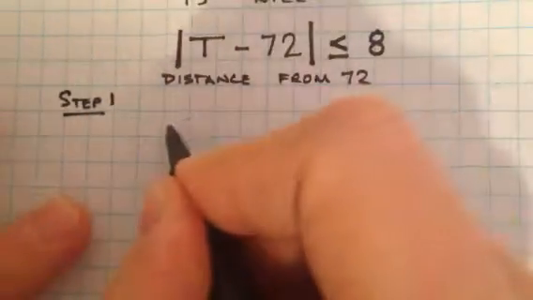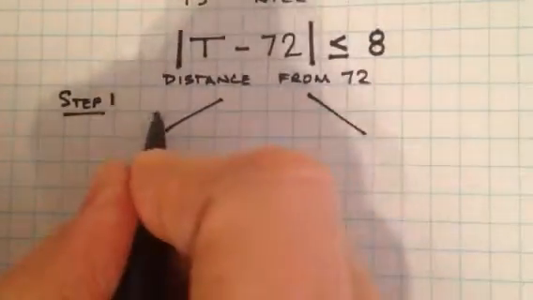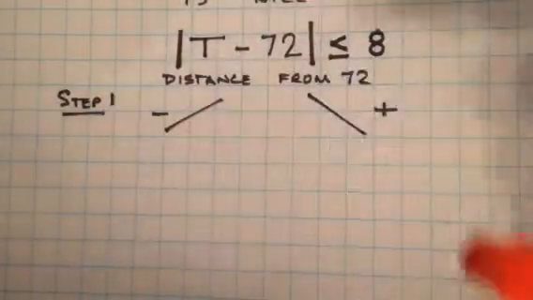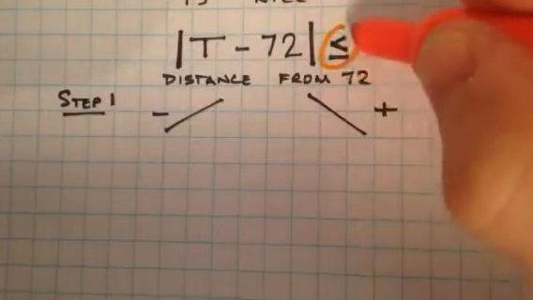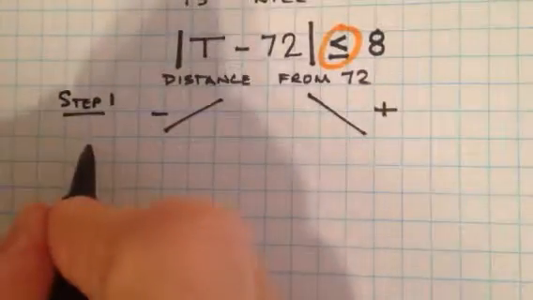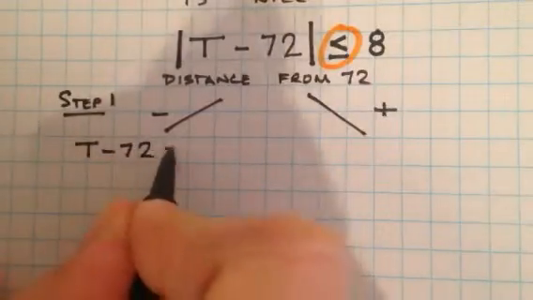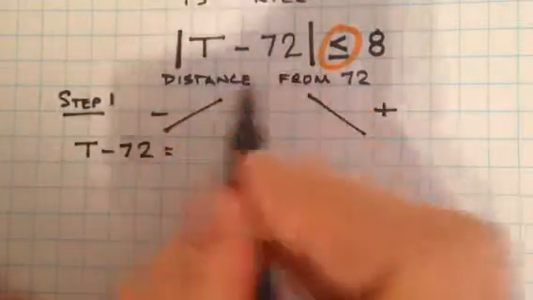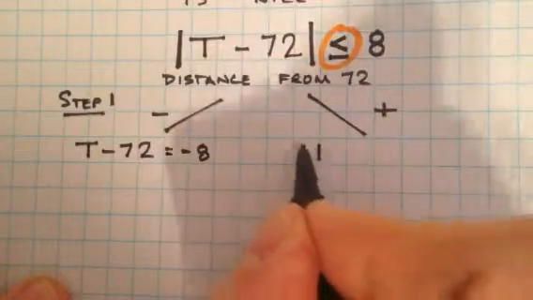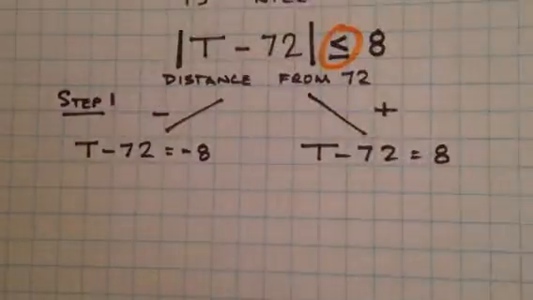Step 1 is you're going to split the inequality into 2 pieces, a negative and a positive piece. We're going to, for the time being, kind of ignore the fact that there's that inequality symbol. It'll come back in a moment. And so let's treat this just like we do absolute value equations and say that t minus 72, because of the absolute value, could be negative 8, or that t minus 72 could be positive 8.